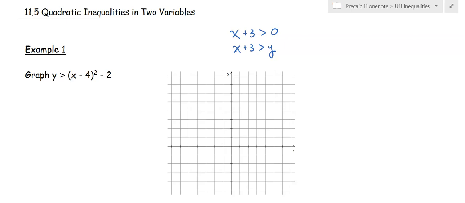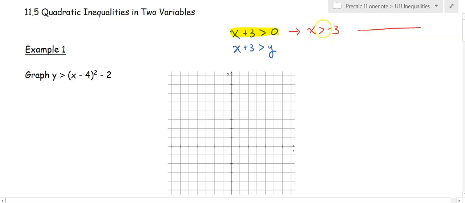Well, just like inequalities in one variable, for example, if I look at x plus 3 is greater than 0, I can say there's a whole bunch of x's that satisfy this. It is when x is greater than -3. We have the ability to isolate the x, and we have a one-dimensional solution, or in other words, we have only one variable to solve. So x greater than -3 is my solution set.